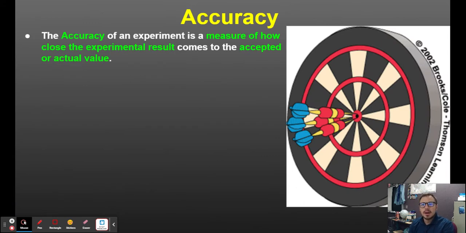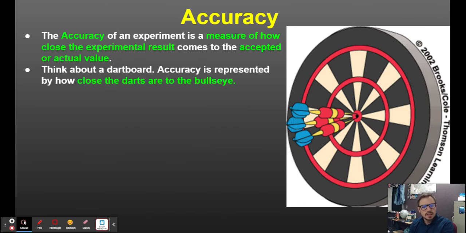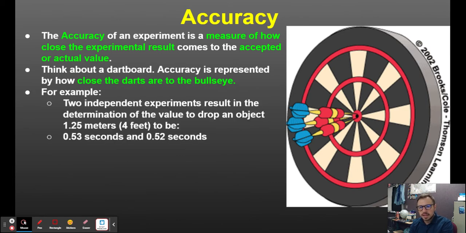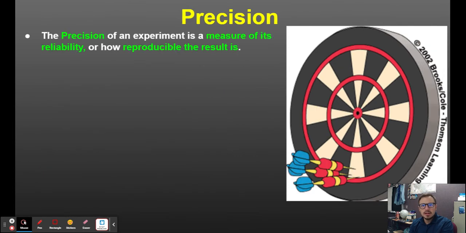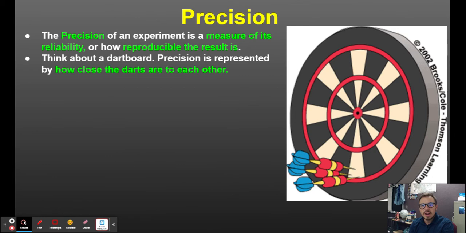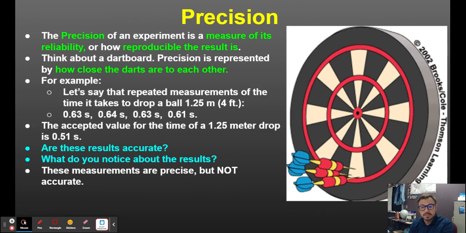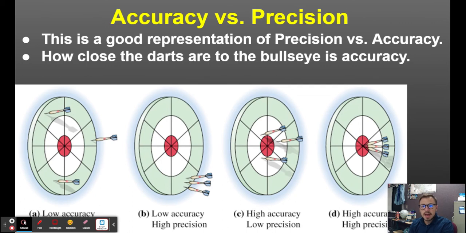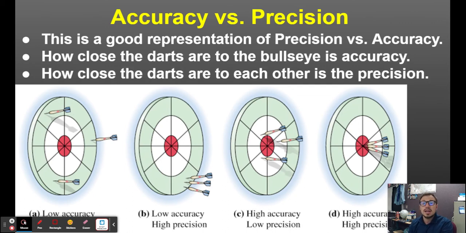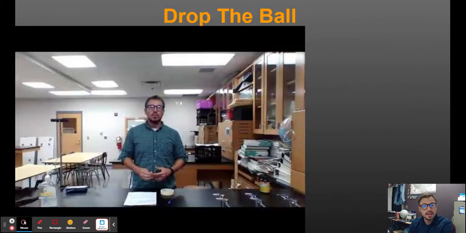So now let's talk about accuracy. The accuracy of an experiment is a measure of how close the experimental result comes to the accepted or actual value. Think about throwing darts at a dartboard. It's how close these darts are to the bullseye. Now let's talk about precision. That's how reproducible that result is, or how close the darts are to each other. Just to sum it up, how close the darts are to the bullseye is accuracy. How close the darts are to each other, that is precision.